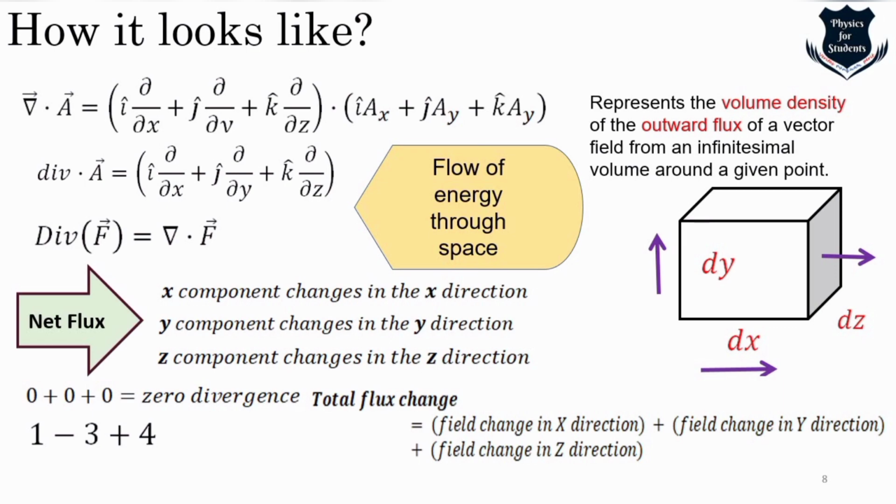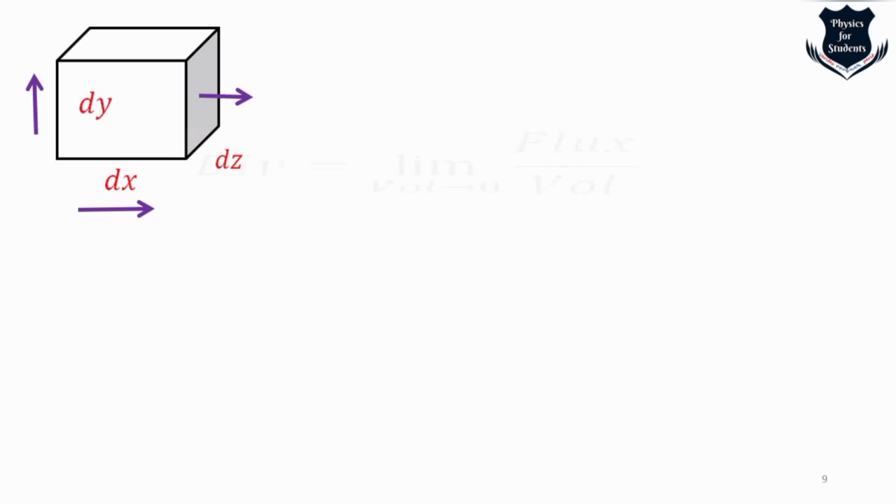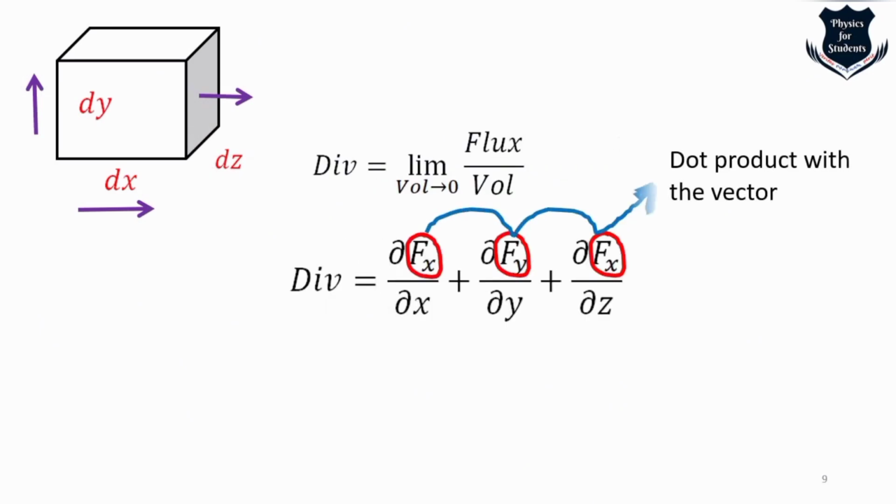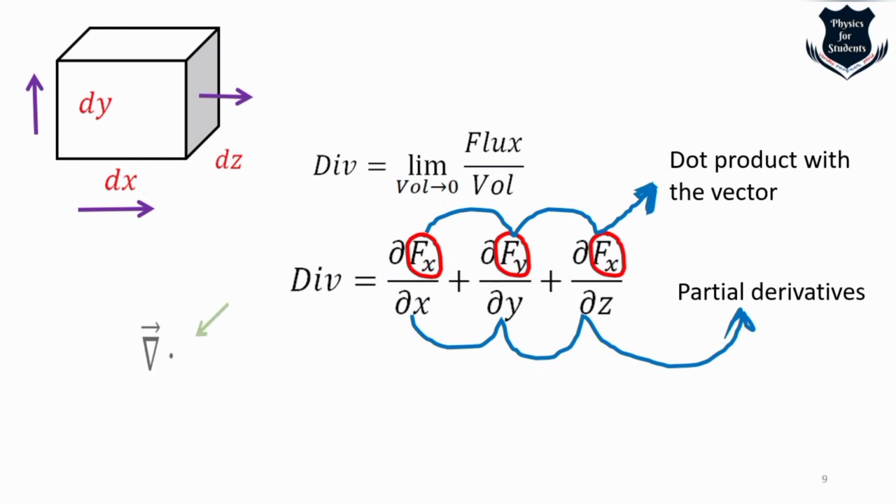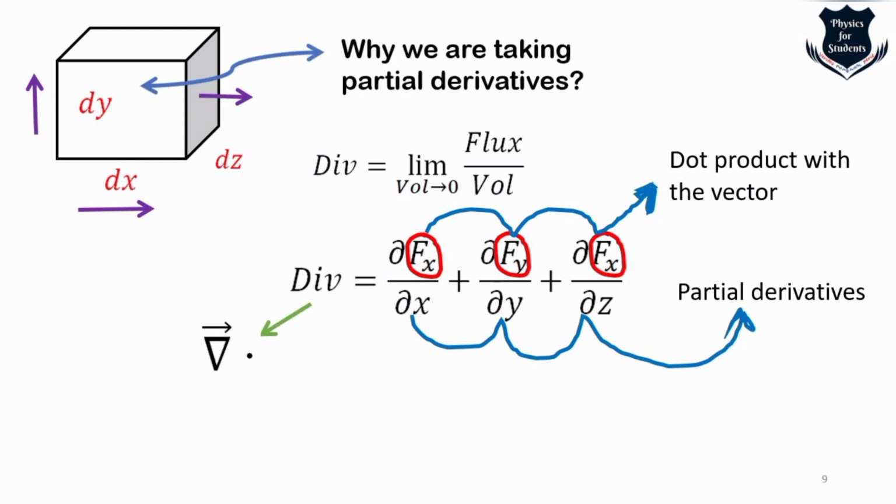Yes, so the total flux change when we are trying to point out in x, y and z direction, definitely we have to take something like this, which is the dot product with the vector, and these are the partial derivatives, and that is why we are taking the partial derivatives. Why? Because we are dealing with more than one variable. Now I hope you understand why I talked about flux, because the inflow and the outflow around the region of the cube is determined by flux, which in return is determined by divergence. In the coming few minutes of the video, you will see that there is quite an intimate relation between divergence and flux.